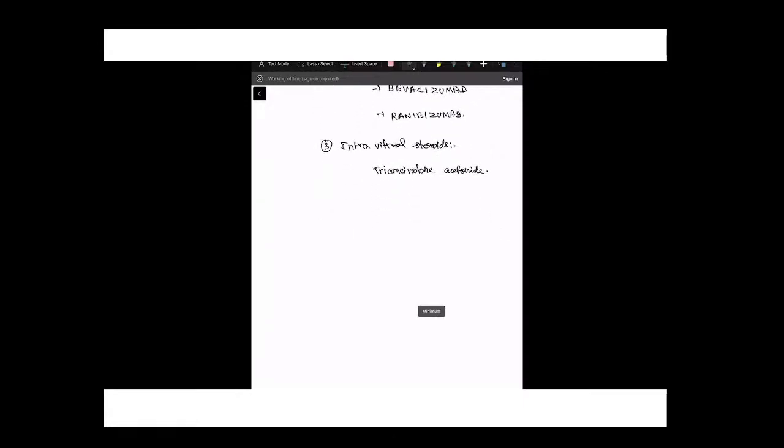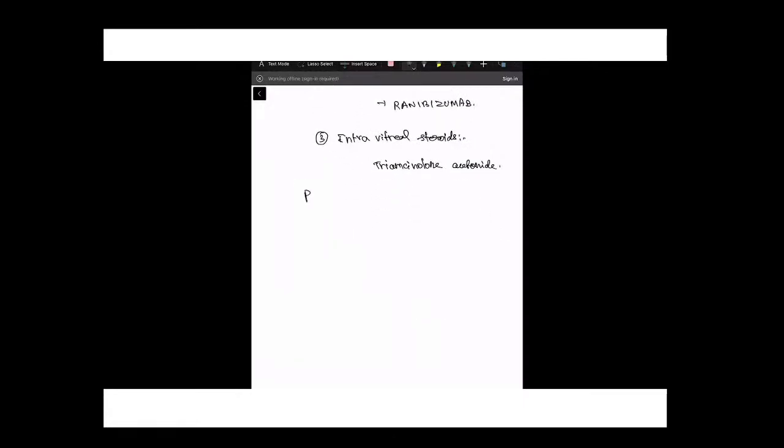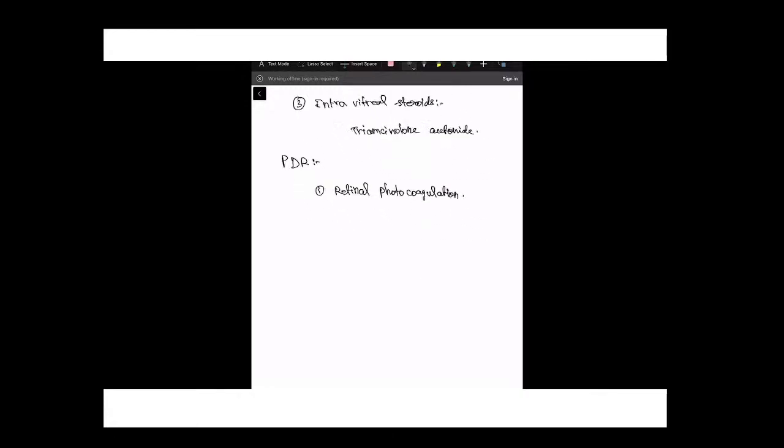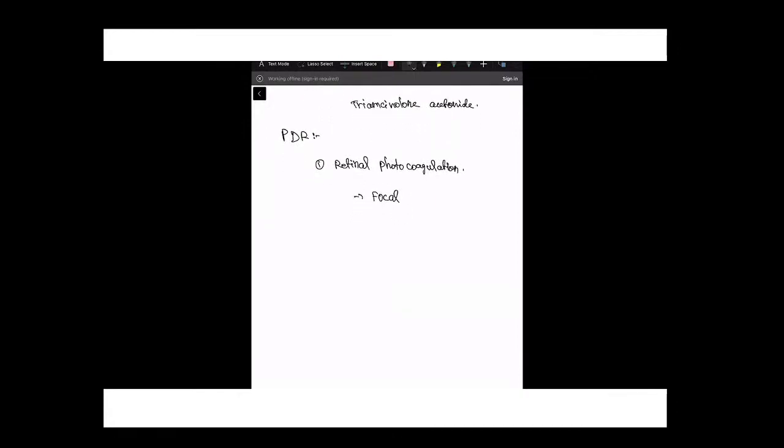The treatment for proliferative is going to be retinal photocoagulation. Here we are going to focus on the leakage to seal the blood vessels.